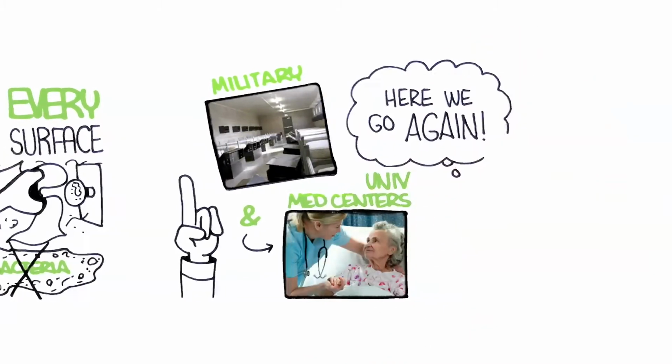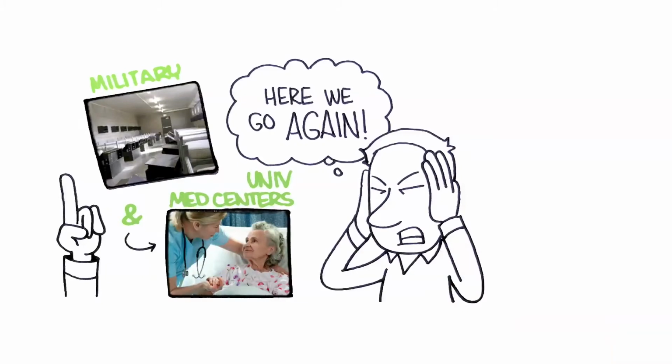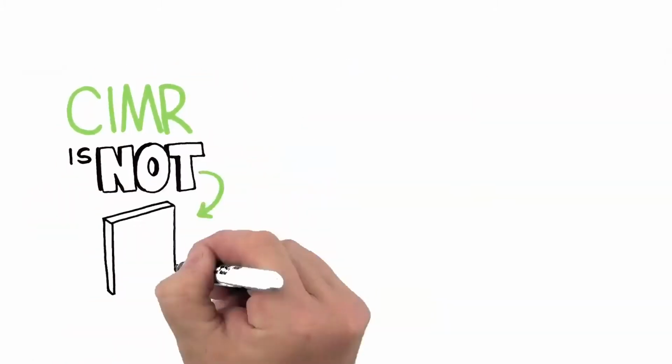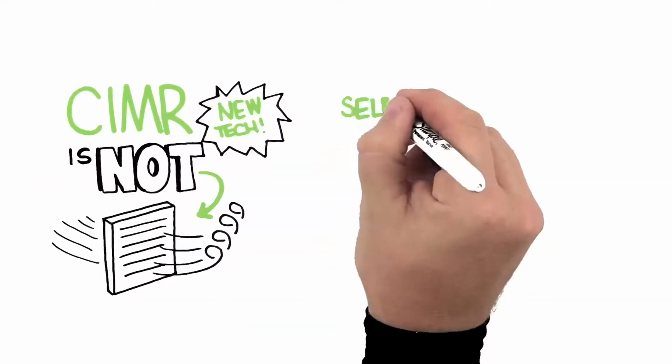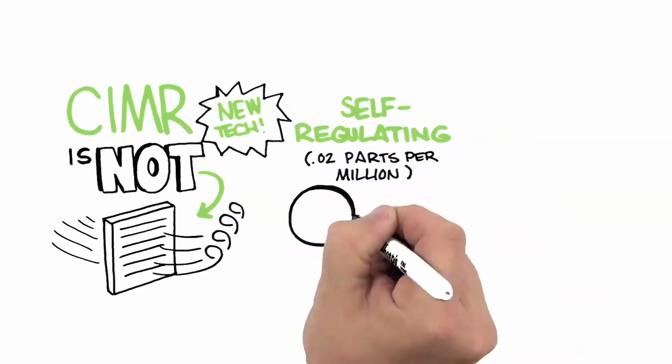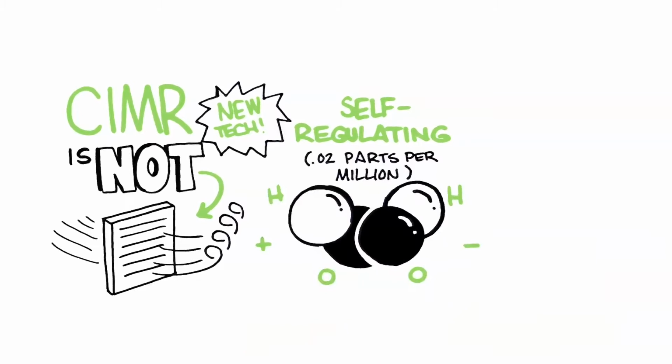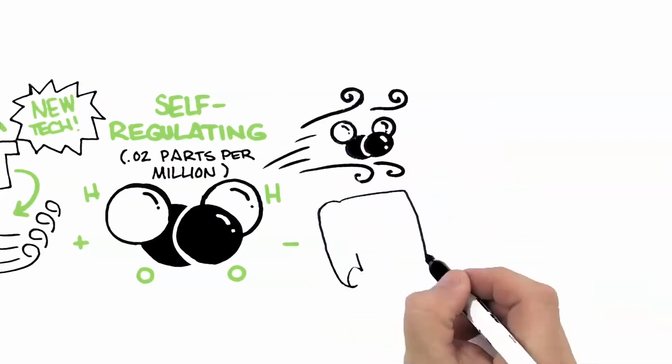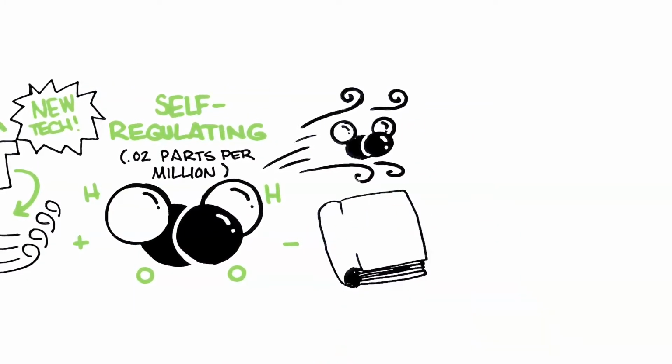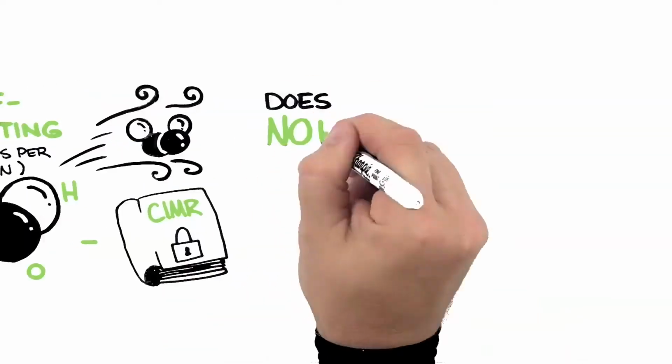If you're thinking, here we go again, I don't want to hear about another air filtration system, we've got some good news. CIMR isn't an air filtration system. It's a new technology that disperses a self-regulated amount of charged hydrogen peroxide molecules into the air, and it's the only hydrogen peroxide system with a proprietary technology that does not create harmful ozone.